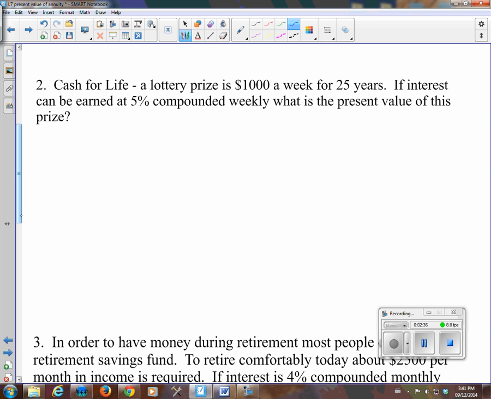Cash for Life is a lottery prize that's $1,000 a week for 25 years. If interest can be earned at 5% compounded weekly, what is the present value of this prize? So our present value is your regular payment, so $1,000 a week, 1 minus 1 plus our interest rate, 0.05. Weekly, there are 52 weeks in a year. 0.05 divided by 52.